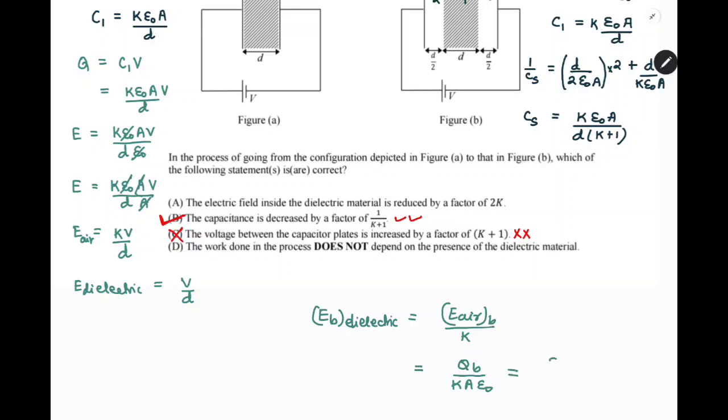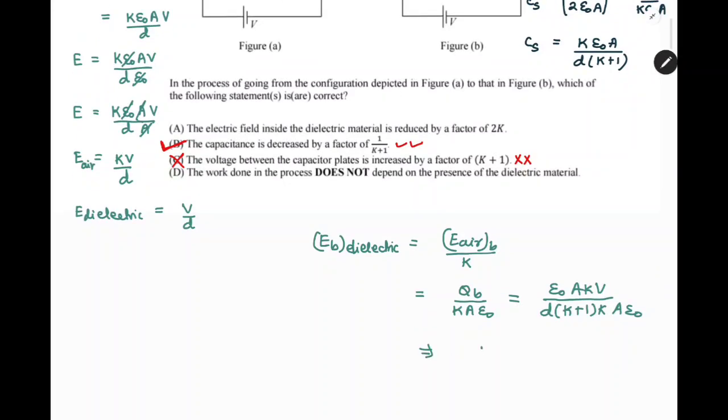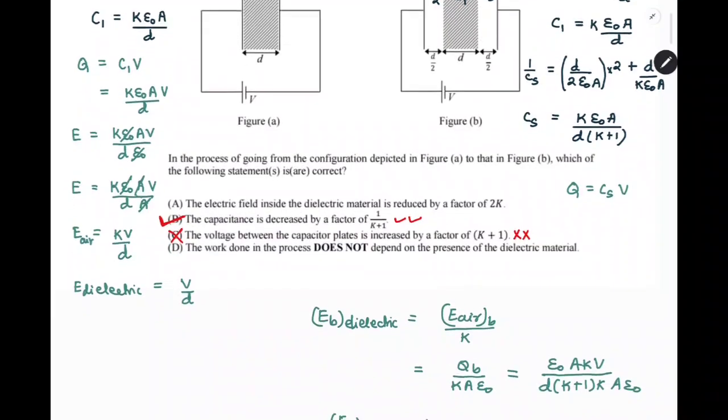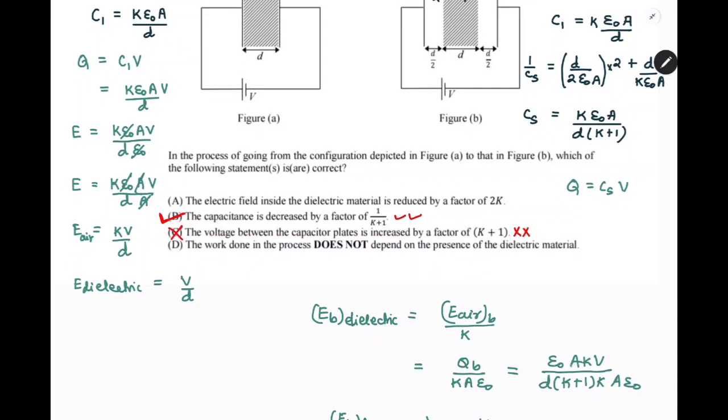So over here we write it as epsilon naught A KV by D times the capacitance value we are using, A epsilon naught, and on solving this we obtain V upon D(K plus 1). So this is the electric field in B case in the dielectric. So we calculate the value of charge first, Q equal to C series times V. So C series we are using K epsilon naught A by D(K plus 1), and then we are using the term V and then dividing by this dielectric constant value to calculate electric field in the dielectric.